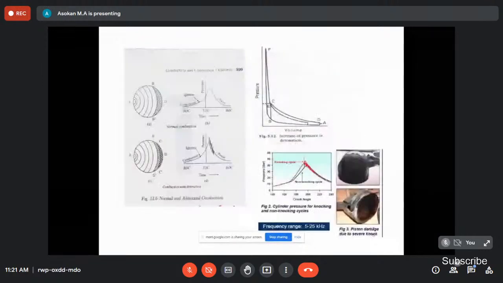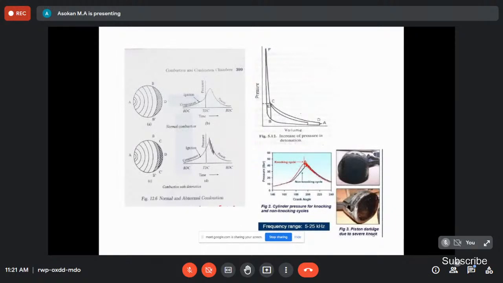See this diagram. The first diagram is normal combustion, and the second is the combustion with detonation. So the flame starts to travel from point A, slowly across the combustion chamber. It attains B and B dash. After B and B dash, the shaded portion is the unburnt charge. If the unburnt charge does not attain the ignition temperature of the fuel, the flame consumes the unburnt charge and burns completely. You will get the smooth curve.